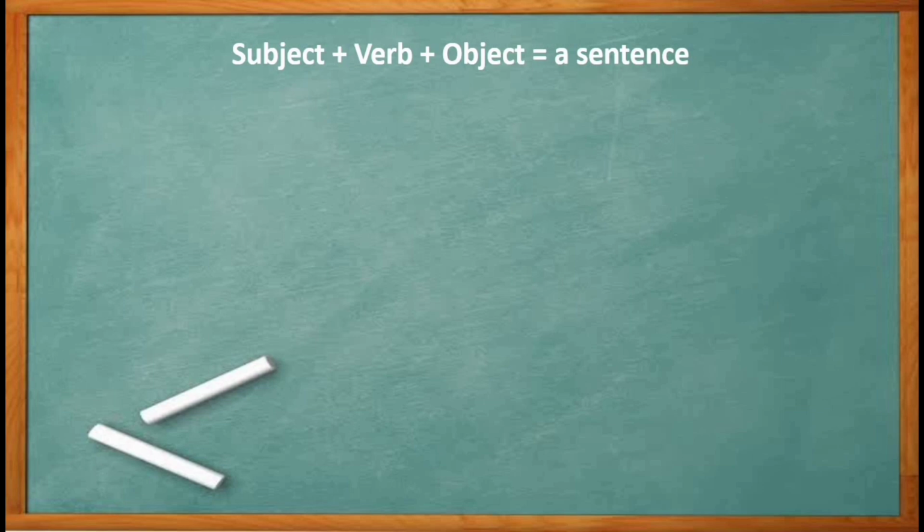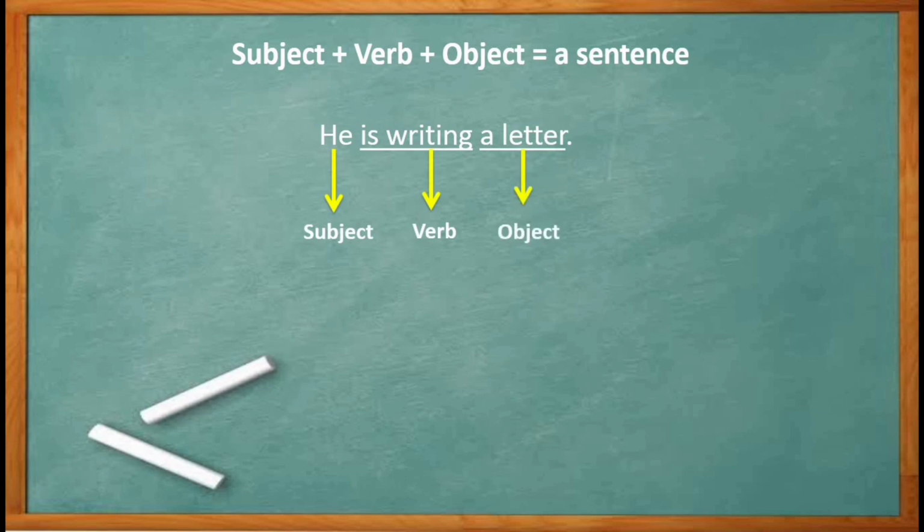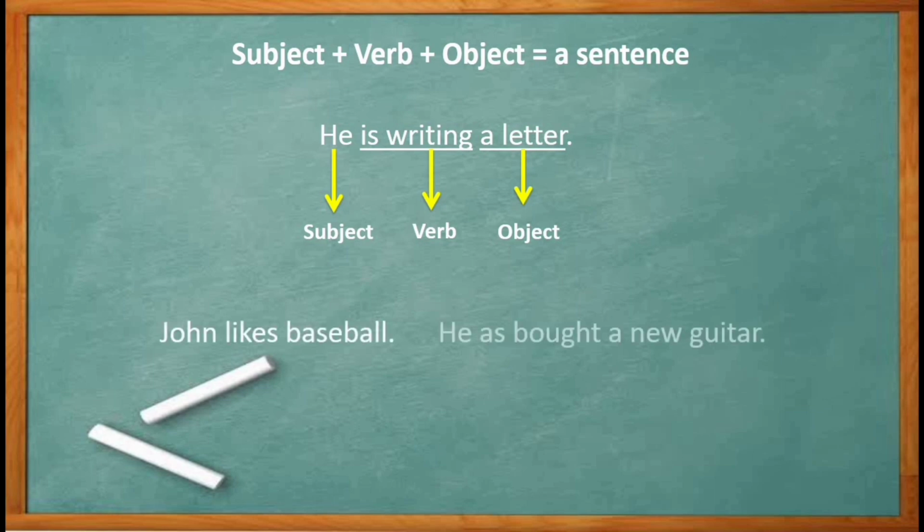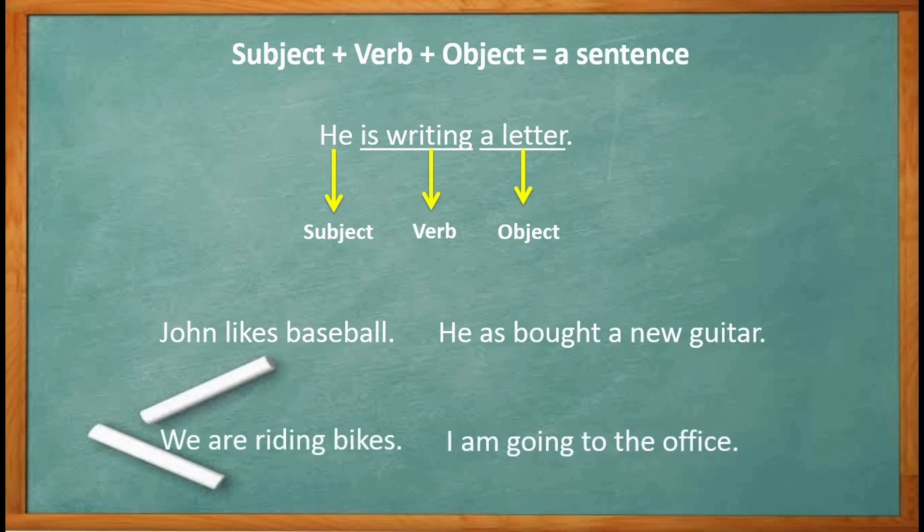In the English language, a sentence is framed in this manner: subject plus verb plus object. For example, he is writing a letter. He is the subject, is writing is the verb, and a letter is the object. Similarly, there can be many more sentences like he likes baseball, he has bought a new guitar, we are riding bikes, I am going to the office, etc.